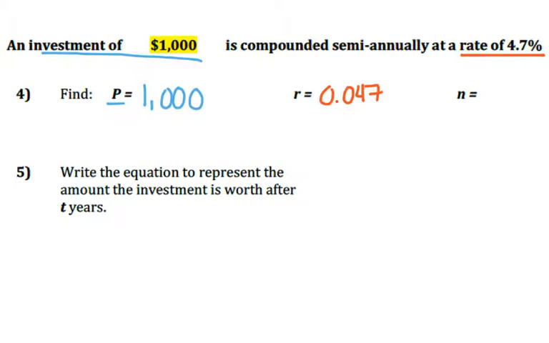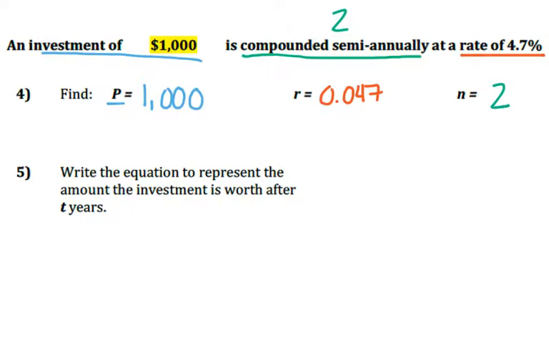And then last, we have N. And N is the number of times it's compounded. And it says compounded semi-annually. So since it's compounded semi-annually, that means twice a year. So N equals 2.